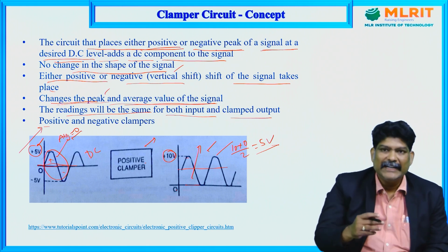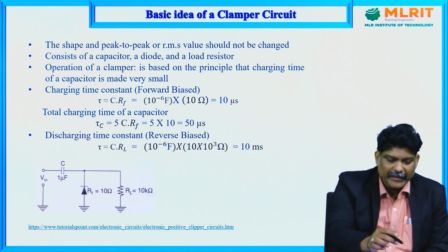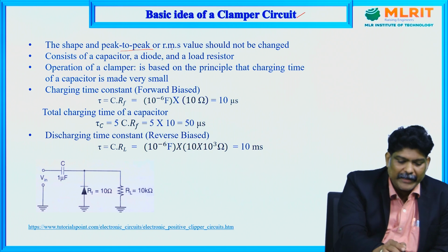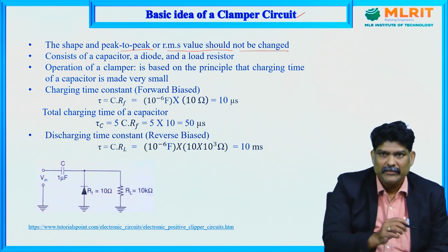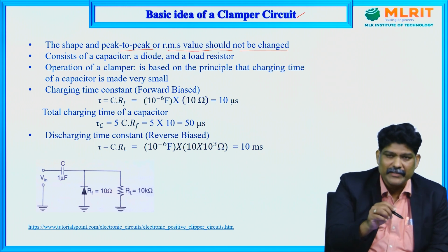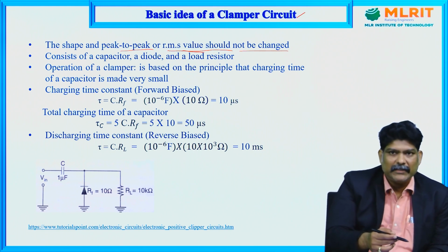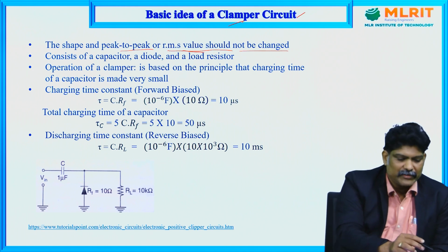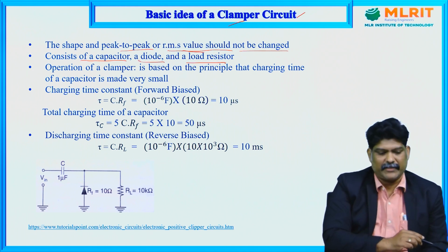Let us see the analysis of this clamper circuit. The basic idea of a clamper circuit is that the shape and the peak to peak or RMS value should not be changed. This is very, very important. The basic components required to design any clamper circuit are a capacitor, a diode and a load resistor.